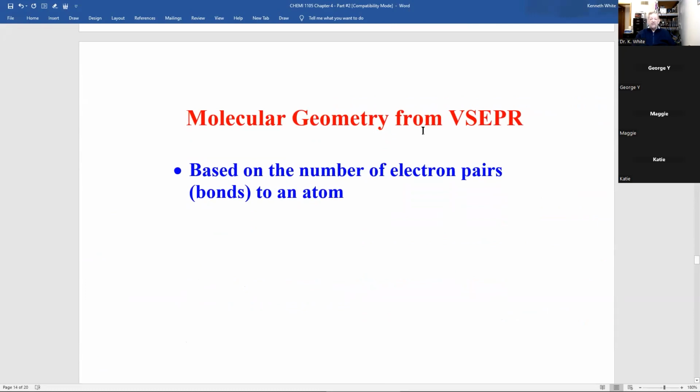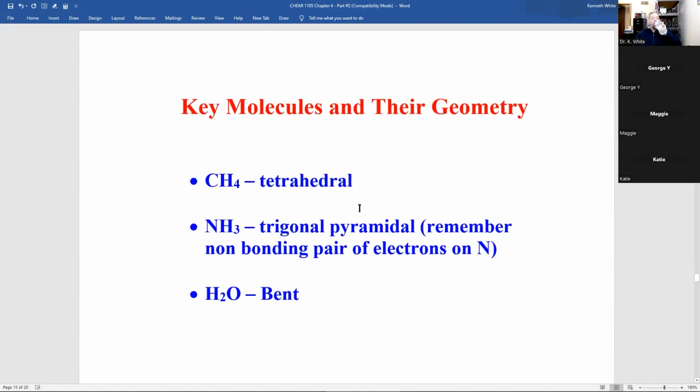Now, the molecular geometry from VSEPR is based on the number of electron pairs, bonds to an atom. And those are the bonded and non-bonded valence electrons. Now, based on this, and again, switch is off, click. Key molecules have their geometry. Now, CH4 is methane. You know that as natural gas. And it has a shape of tetrahedral. I'll show you that in a second.